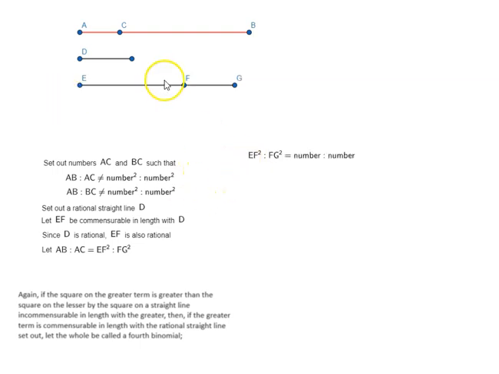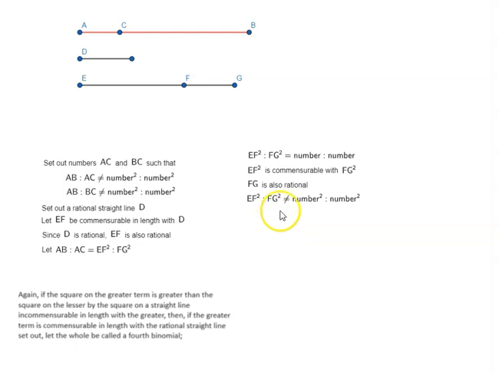Here, EF square is to FG square is equal to a number is to a number. Why? Because AB and AC are numbers, and AB is to AC is equal to EF square is to FG square. What this means is that EF square is commensurable with FG square. And since EF is rational, that means EF square is rational, which means since EF square is commensurable with FG square, it means FG is also rational.